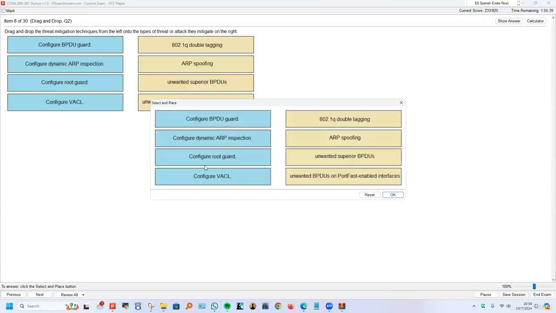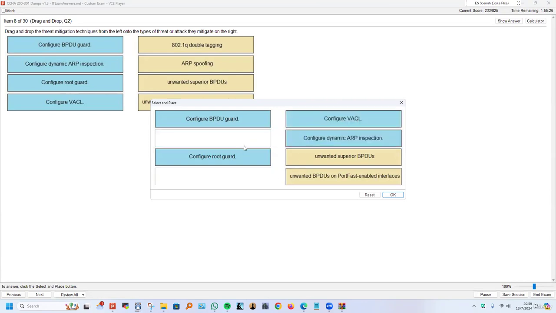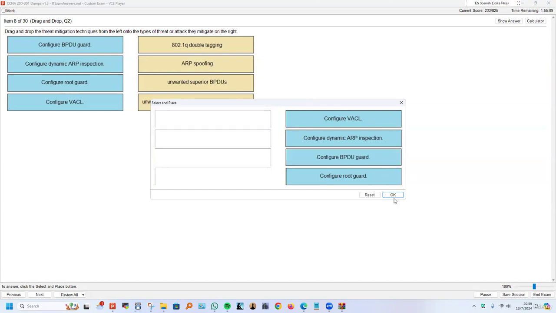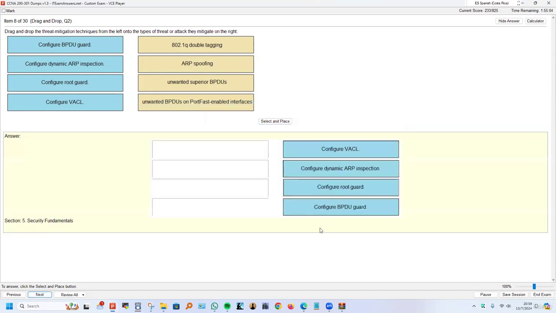What about this one? I remember that this one goes here. This one is the double tagging. 802.1Q double tagging is configure VACL. ARP spoofing is related to ARP inspection. There you go. And then the root guard goes at the end on unwanted BPDUs on PortFast enabled interfaces. And this one is configure BPDU guard, unwanted superior BPDUs. Unwanted superior BPDUs. Those are the correct answers. Let's continue.